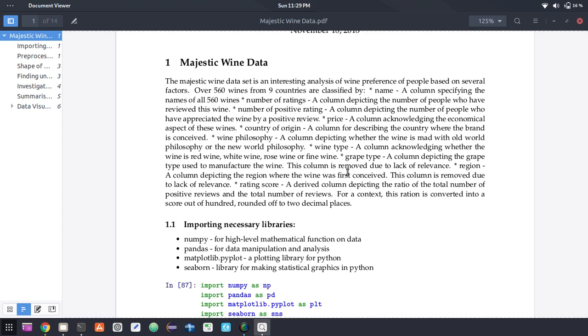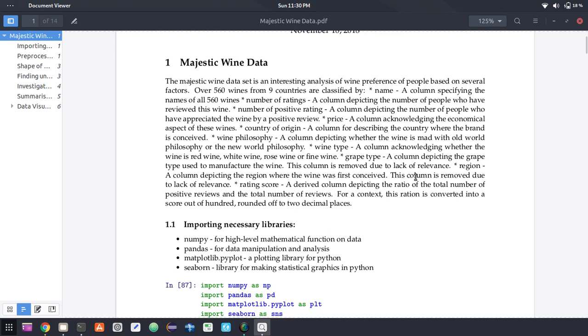So wine type is a column acknowledging whether the wine is red wine, white wine, rose wine, or fine wine. There is grape type and there is region. So I removed these two columns because they lacked relevance in the data and they had several null values. So that will not help.